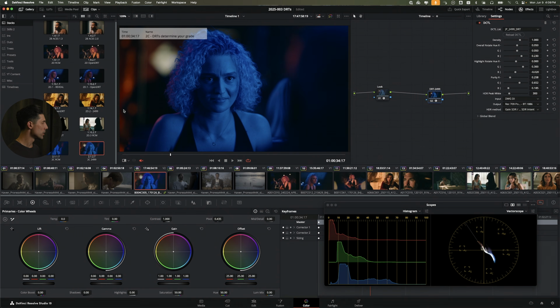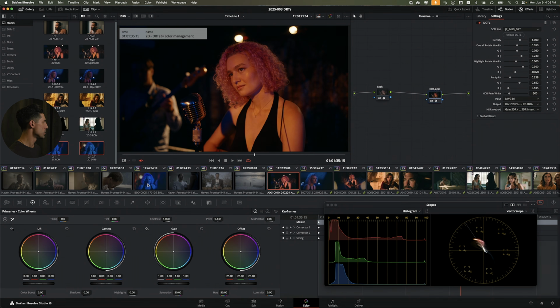Okay, let's take a look at another one of the things that we want to understand about DRTs to use them well. This one's, again, going to be kind of slippery, difficult conceptually, but stick with me. You guys are going to get this. DRTs are not the same thing as color management. They're not just a part of your color management.